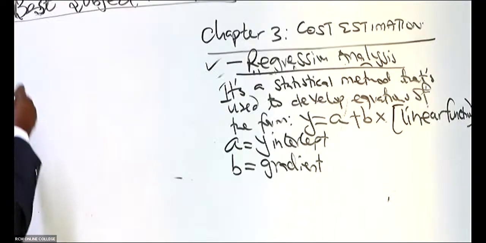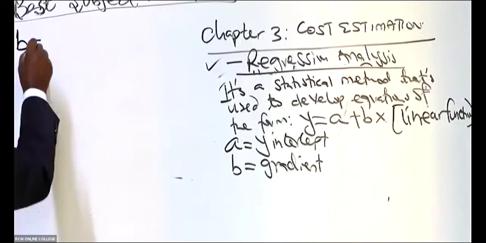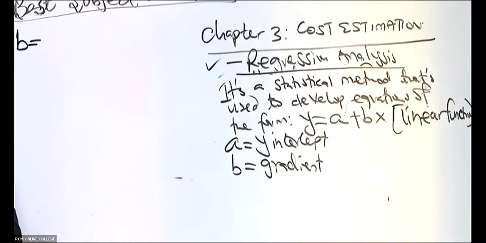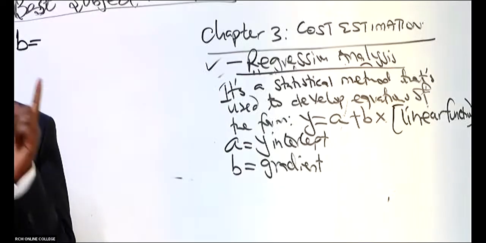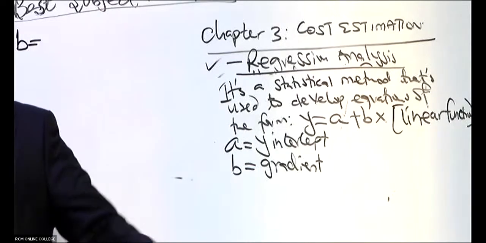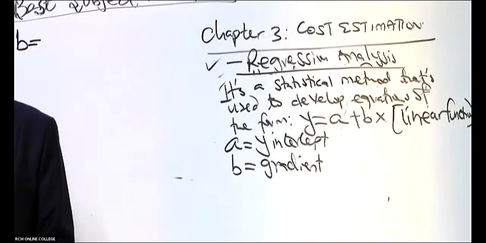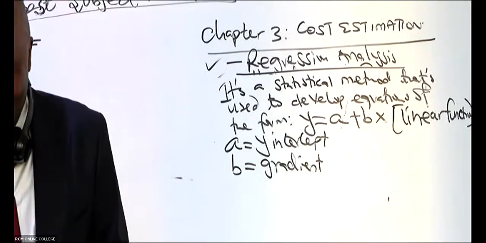According to regression analysis, to be able to get the gradient, B, we normally take what here without looking at your notes. Could you kindly try to tell me the formula for getting B? The online students, you can write that formula on the chat area. B equals what? Don't look down. I want you to look at me straight on my face. Give me the formula of getting B.